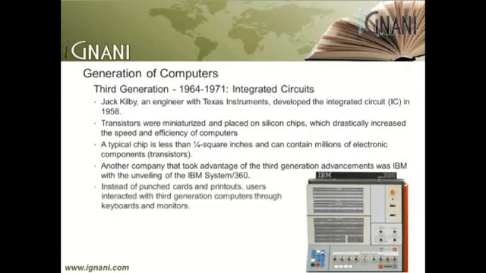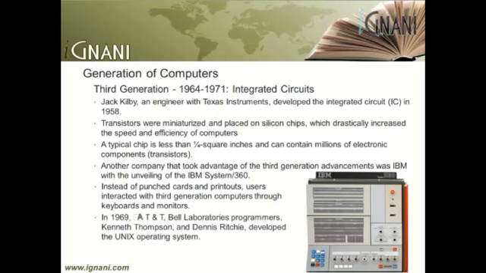Instead of punched cards and printouts, users interacted with third-generation computers through keyboards and monitors. Another third-generation development included the use of a computer operating system, which allowed machines to run many different programs at once, with a central program monitoring and coordinating the computer's memory.